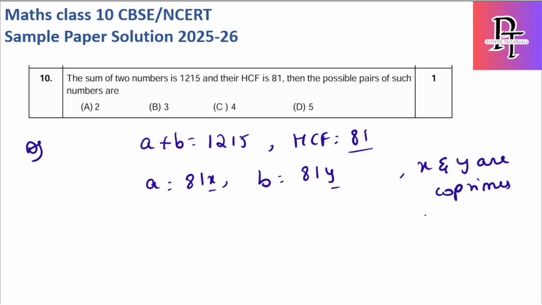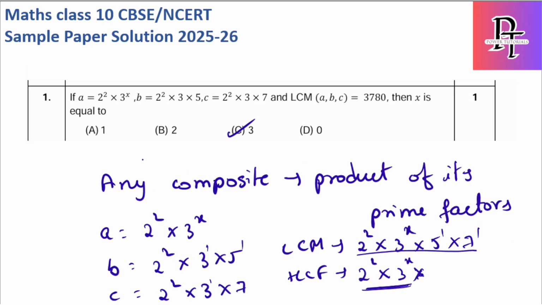Coprimes, in the sense that they do not have any common factor. This is very important: no common factor. Why? Because in this question, the HCF I mentioned is the highest common factor for these two. So for this case, if 2 square into 3 power x is the HCF, then a, if I multiply by 1, I will get a value, by 5 I will get b value, by 7 I will get c value. But if you notice, these are coprimes, they do not have any common factor.